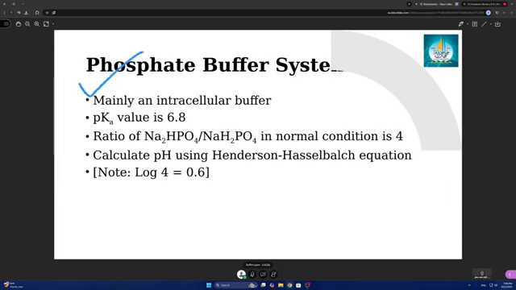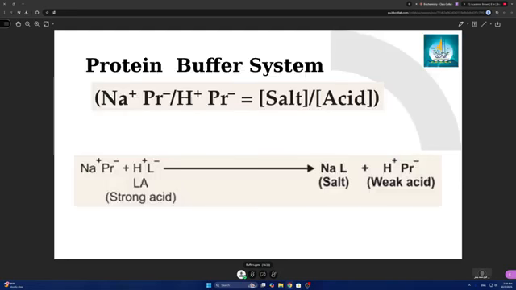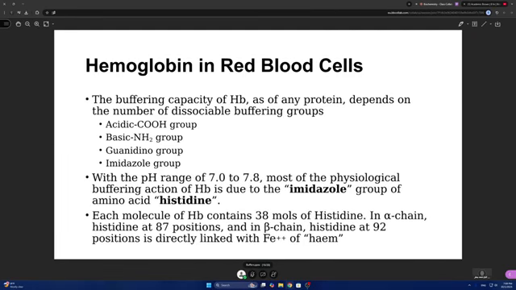The phosphate buffer systems are also important. Now coming to the protein buffer system, at least you should know what is the acid part and what is the salt part. This slide is very, very important. That is the hemoglobin buffer system.